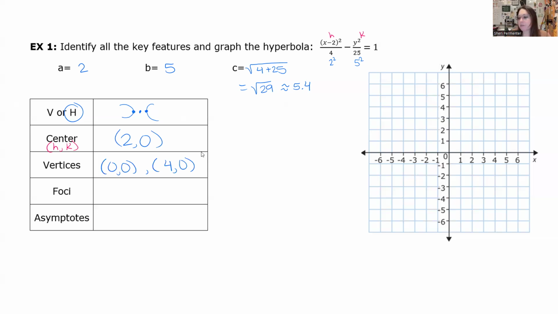So I'm going to start getting my graph going. My graph is going to have a center at (2, 0). So over at (2, 0), I put the center.